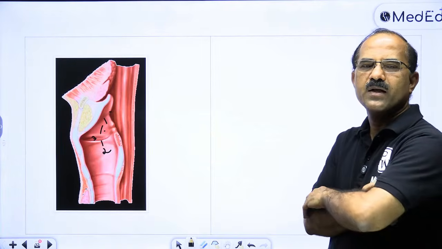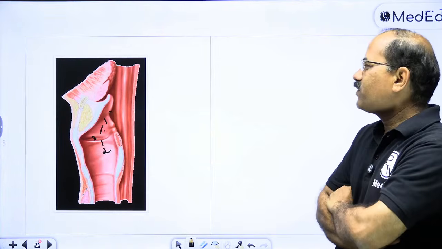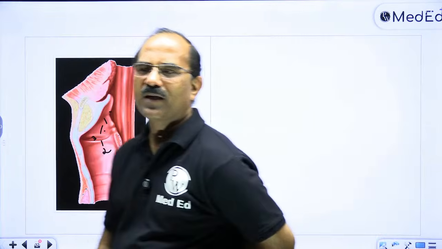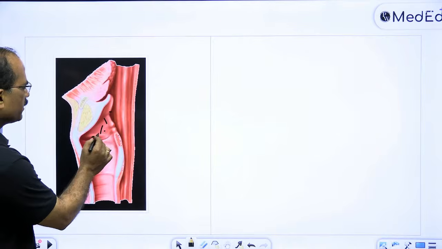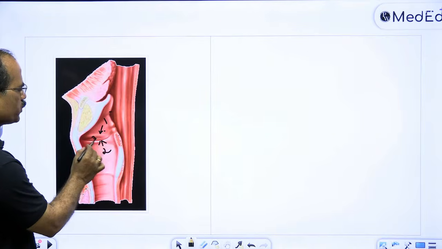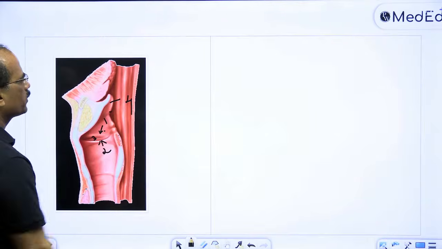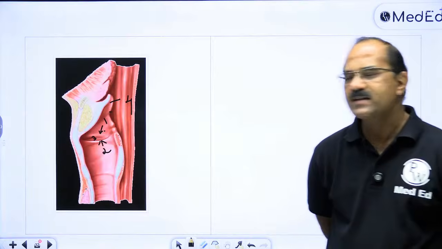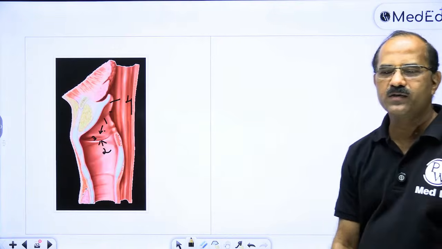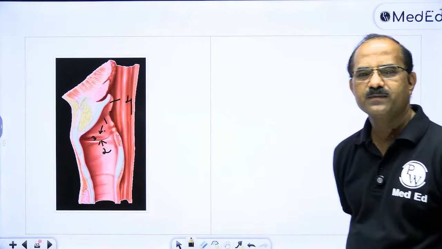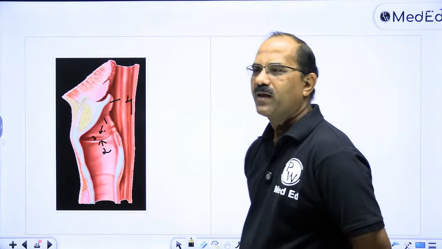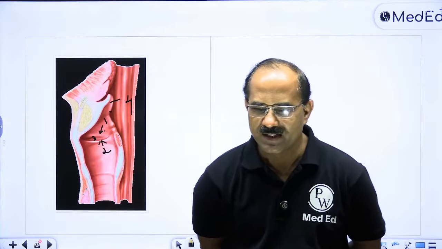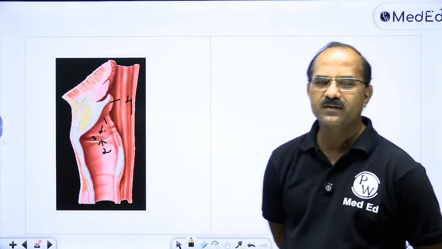Yes, very good. This is a section of the larynx. Children, this is a section of the larynx. Yes, this is the section of the larynx that we gave. Can anyone tell me what this is? This is number 1. This is number 2. This is number 3. This is number 4. Come on. That's a section. This is the larynx. Come on, speak. What's number 1? Guess.